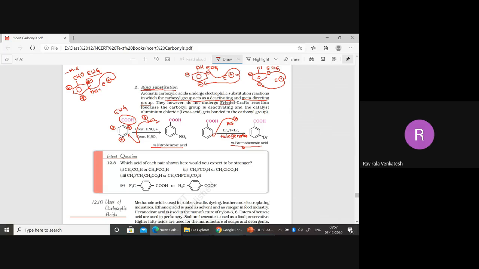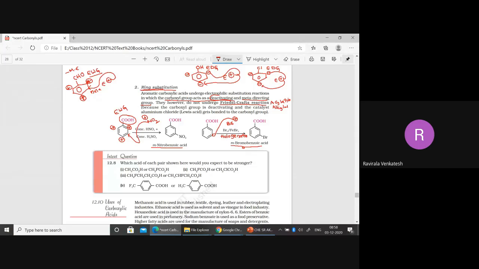Now here, the Friedel-Crafts reactions like acylation and alkylation are not possible, even for benzaldehyde also. Friedel-Crafts reactions are not possible whenever you have deactivating, meta-directing groups, because they deactivate the benzene. That is the reason only nitration and halogenation can take place. So this is about ring substitution reactions.